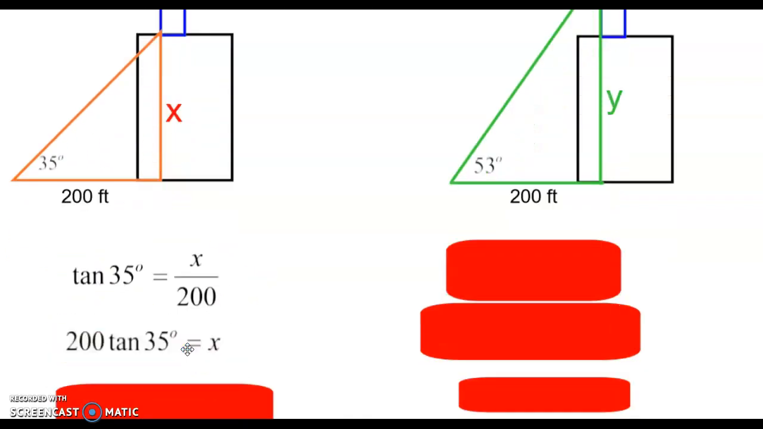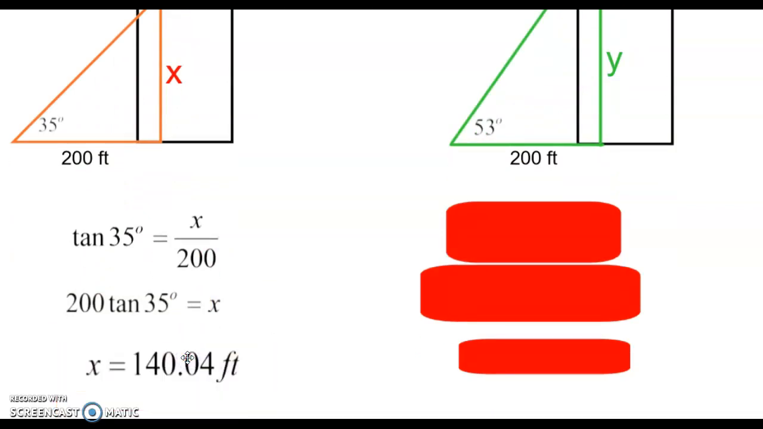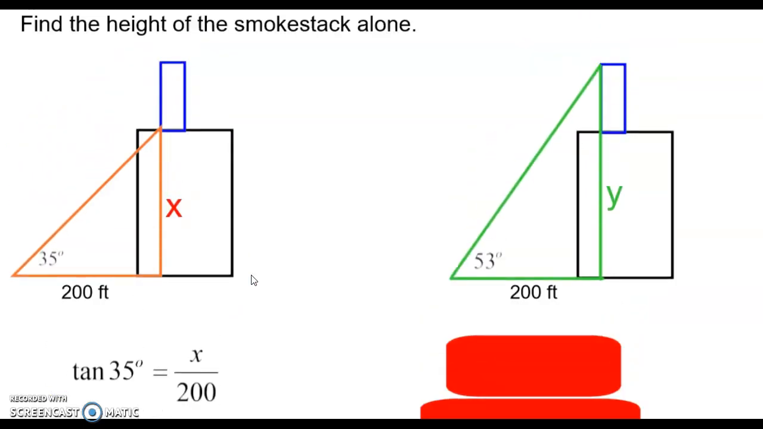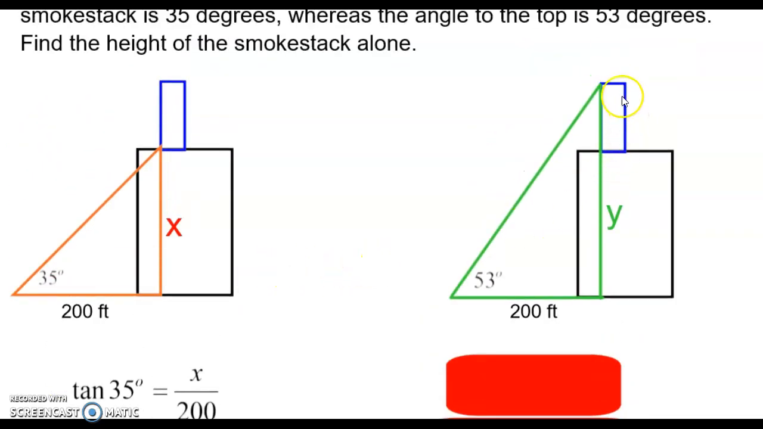Multiply both sides by 200. So we get the height of the building is 140.04 feet. We're going to do the same thing with the height of the building and the smokestack.